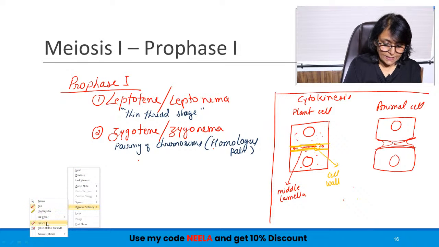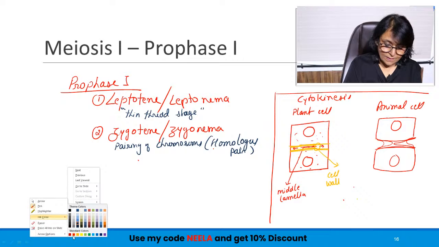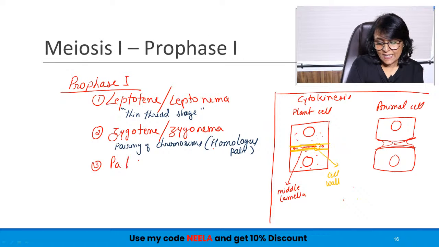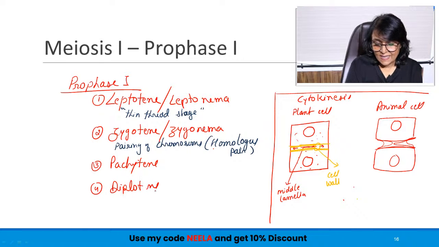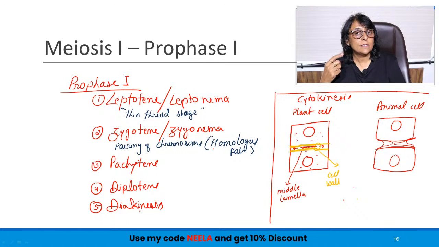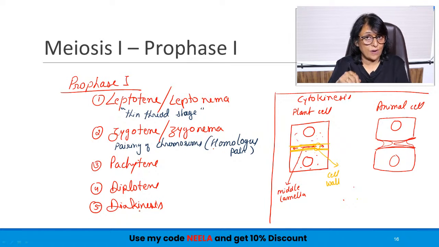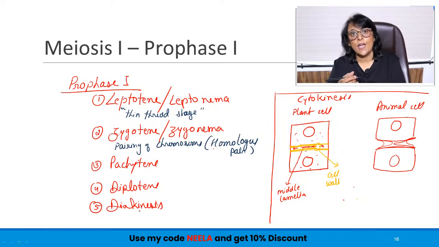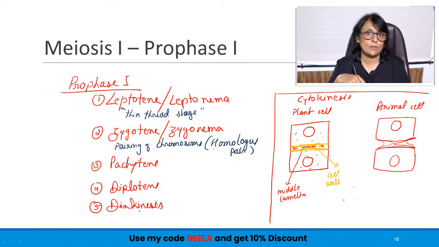The next is pachytene. Fourth is diplotene, and fifth is diakinesis. As I gave you specific things for leptotene and zygotene, I will tell you about all three stages later. The reason I'm not telling you right now is that it will be easier when we actually draw the stage and try to understand what change is taking place. So, five subphases of prophase: leptotene, zygotene, pachytene, diplotene and diakinesis.